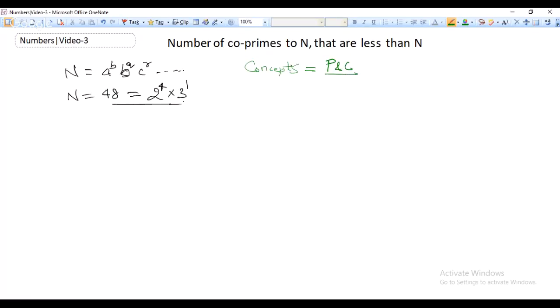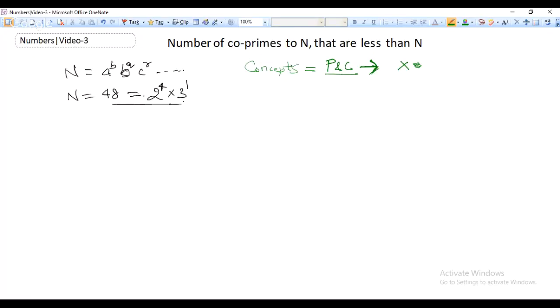PMC concept says that whenever we take two conditions that are being applied in the same case, let's say we are flipping a coin and rolling a dice, the and condition would be represented as a multiply sign. That is what we represent in permutation and combination. So what will we do next?